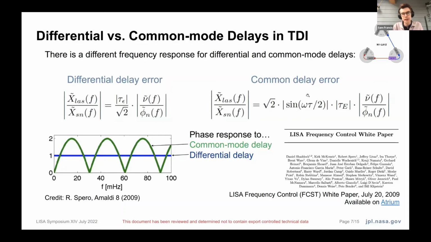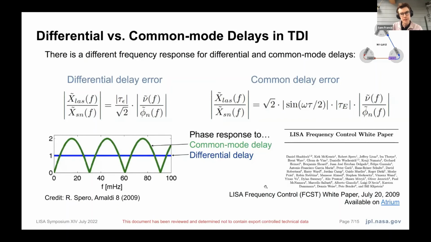Whereas the common delays enter a different way. We end up with this sinusoidal dependence on frequency for a similarly sized delay. And I'll just point out that this lower plot is actually a plot that Bob Spiro showed at a MAUD 8, 2009.